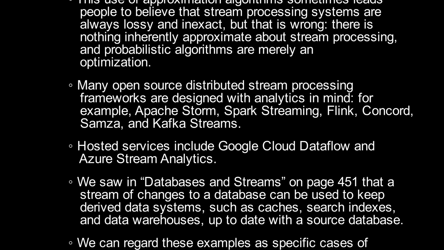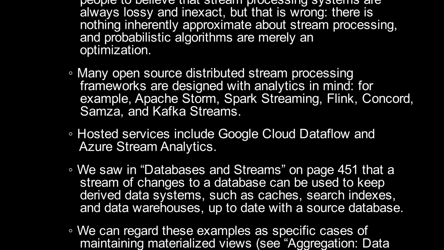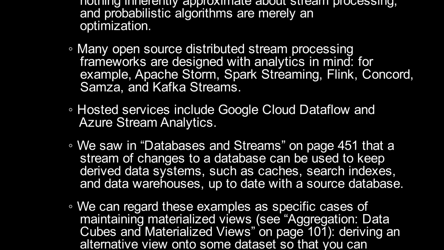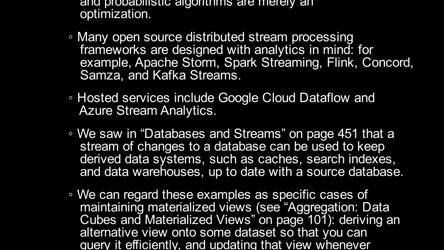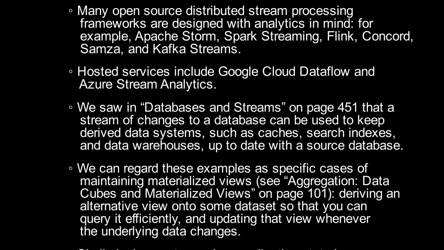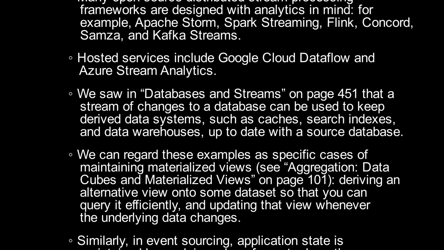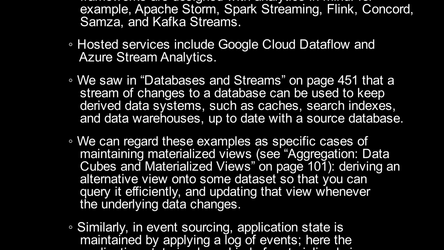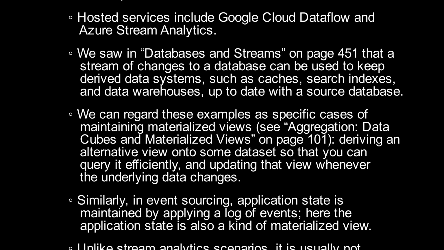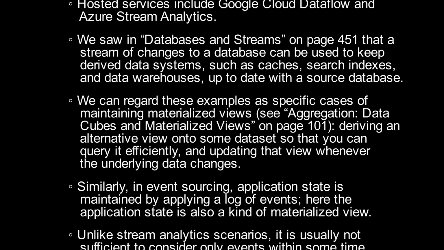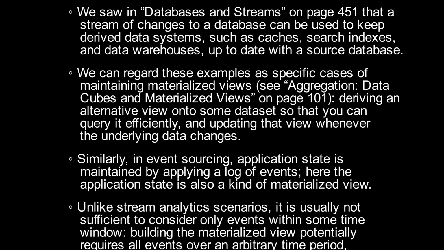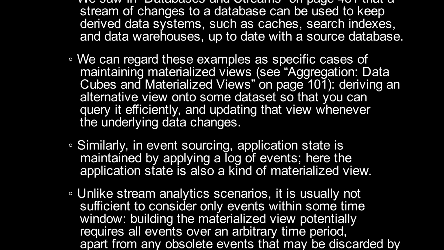We saw in Databases and Streams on page 451 that a stream of changes to a database can be used to keep derived data systems, such as caches, search indexes, and data warehouses, up to date with the source database. We can regard these examples as specific cases of maintaining materialized views. See aggregation, data cubes, and materialized views on page 101: deriving an alternative view onto some dataset so that you can query it efficiently, and updating that view whenever the underlying data changes. Similarly, in event sourcing, application state is maintained by applying a log of events. Here, the application state is also a kind of materialized view.